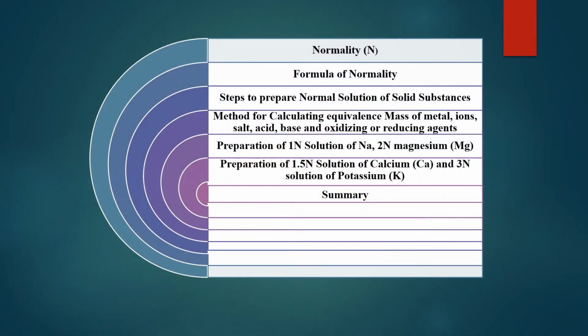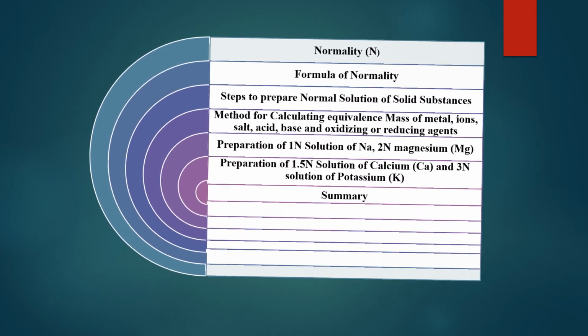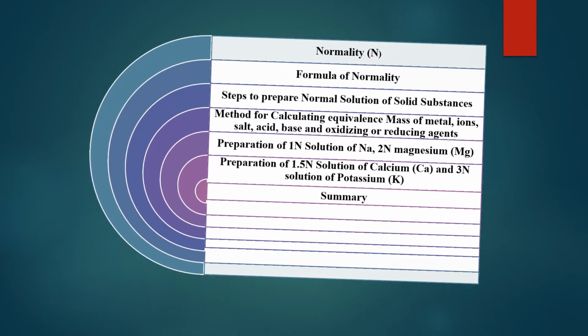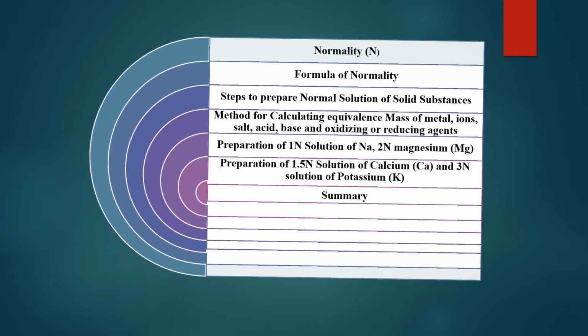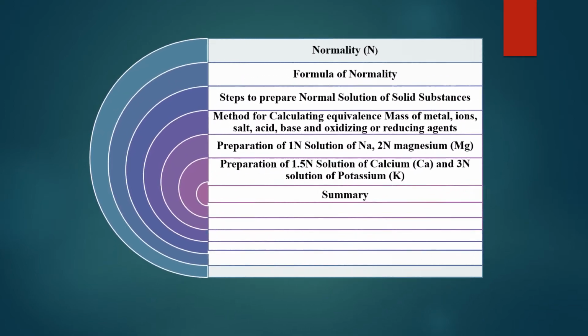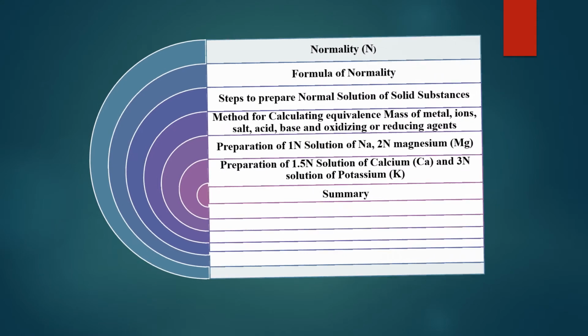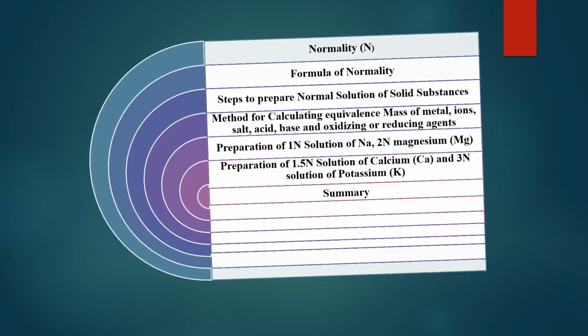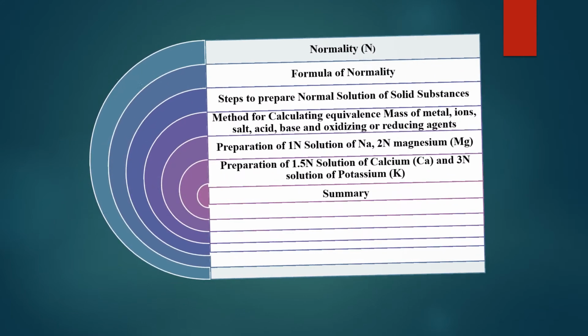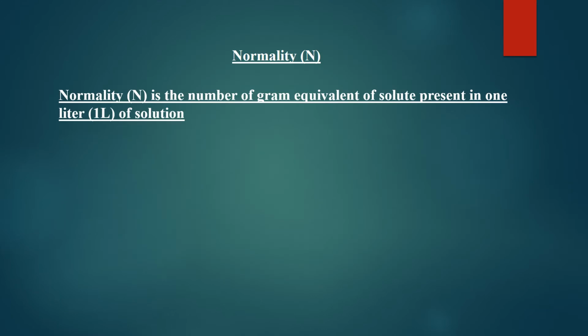In this video, we will learn what is normality, formula of normality, steps for preparation of normal solution of solid substances, method for finding equivalent mass of metals, ions, salt, acid, base, and oxidizing and reducing agents. First of all, we will discuss what is normality.